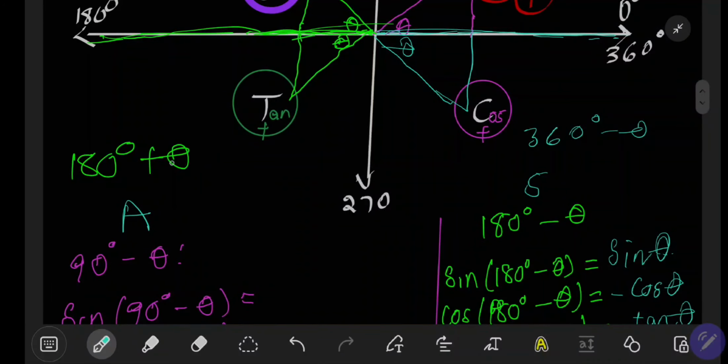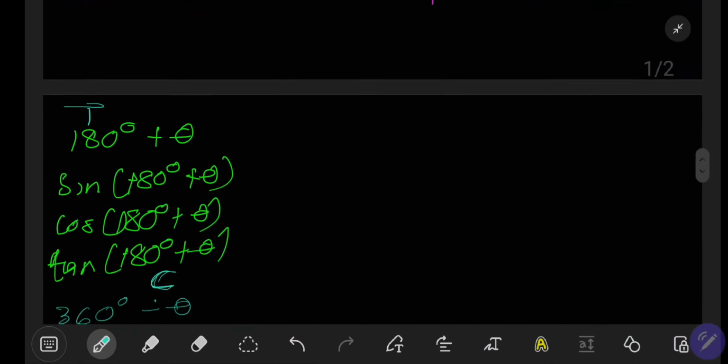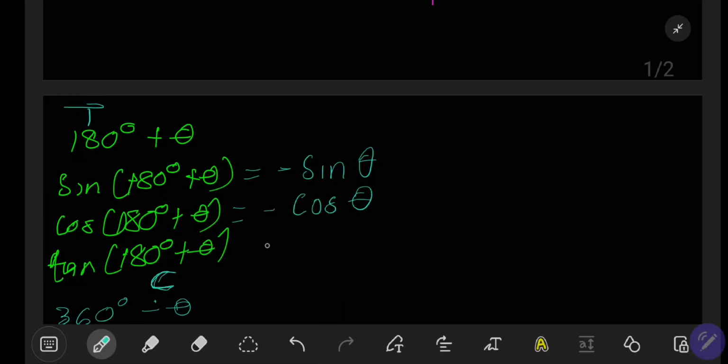Then when we go to 180 degrees plus theta, we know that only tan is positive. Then it means here, when we get here, we have sine, then it will be negative sine of theta. Then now here we're going to have negative cos of theta, but we know that when it's 180 degrees plus theta, that is where our tangent is positive. We're going to have tan of theta.